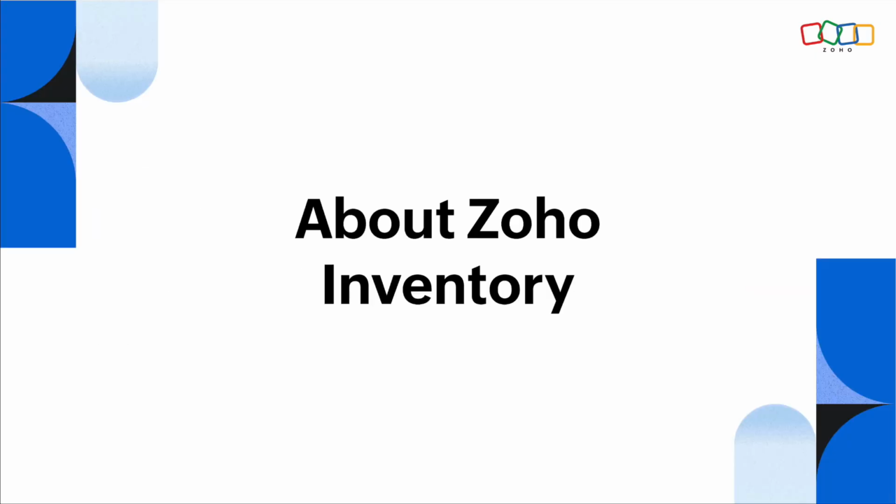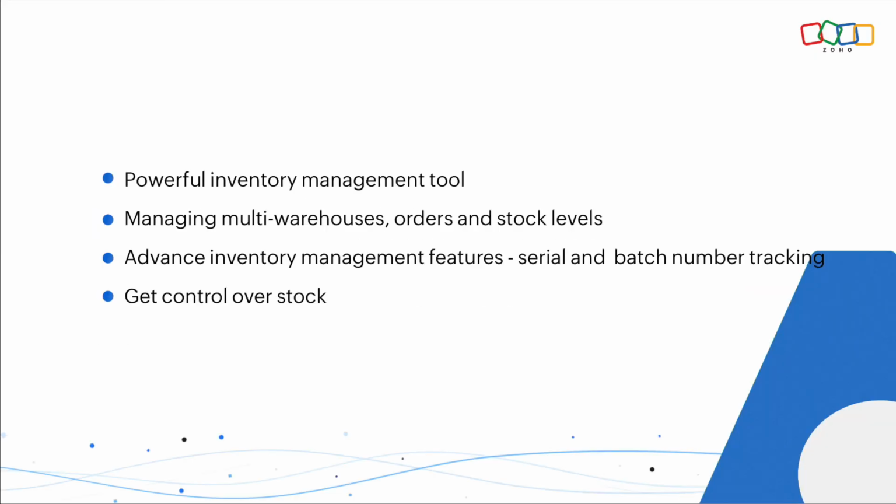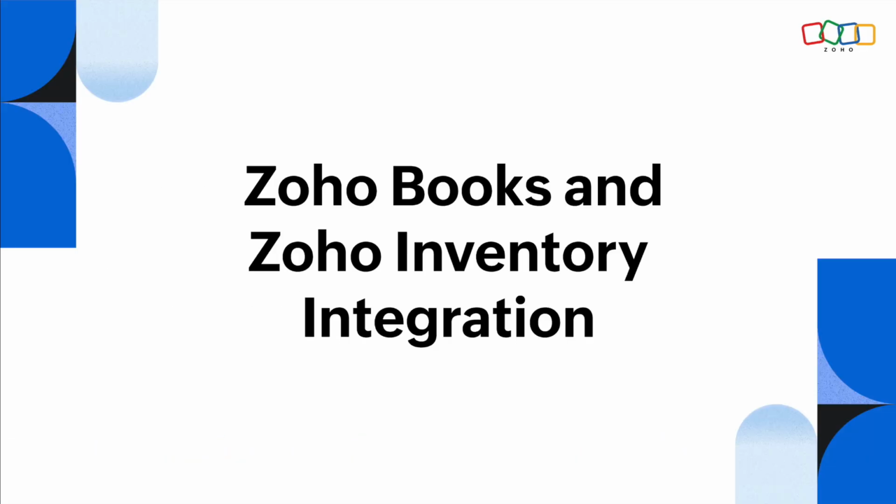So now let's see what is Zoho Inventory. Zoho Inventory is a cloud-based inventory management software with which you can have multiple warehouses for your organization. You can track your stock with respect to each and every item. So there are several advanced inventory features also available with respect to this. So we'll be looking into them one by one in the later part of the session. So now let's see how to integrate Zoho Books with Zoho Inventory.